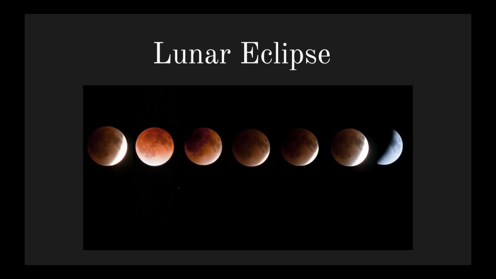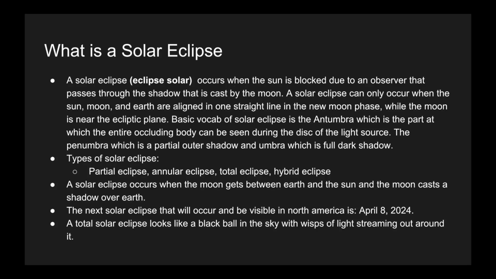So here's a photo that shows the stages of a lunar eclipse. You can see the moon, how it slowly becomes darker and darker orange, and then finally appearing as a crescent-like shape. So let's learn about solar eclipses.